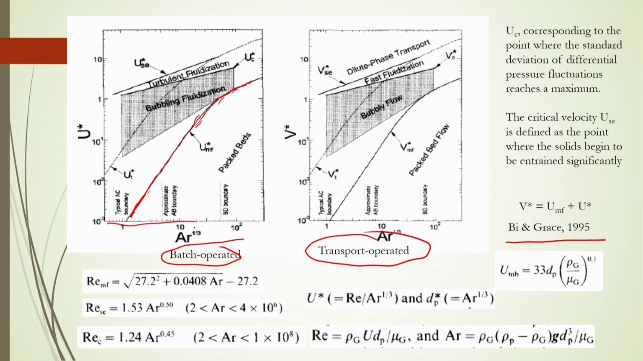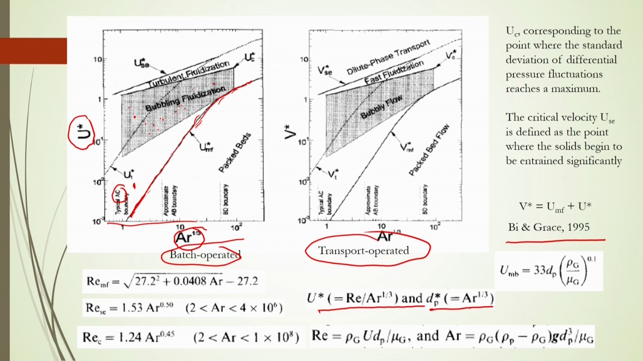Now, the x axis is represented by Archimedes number to the power 1 by 3, and the y axis is u star, defined as Reynolds number by Archimedes number to the power 1 by 3, and dp star is the Archimedes number to the power 1 by 3. Here, type A and C is a mixture of particle A and C, and in this region you can get minimum fluidization or particulate fluidization, and beyond which you can get the bubbling fluidization.